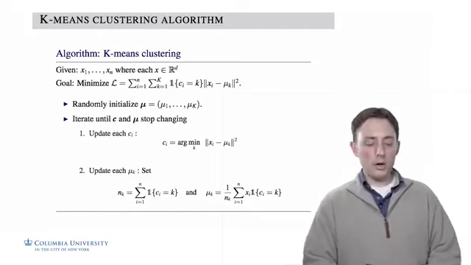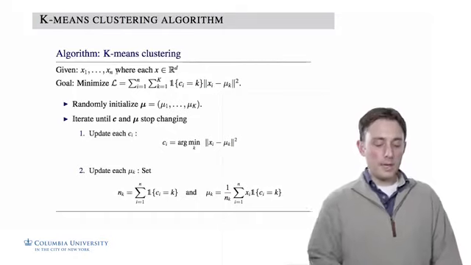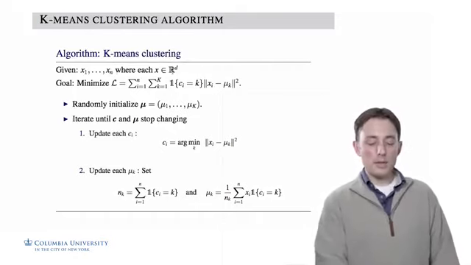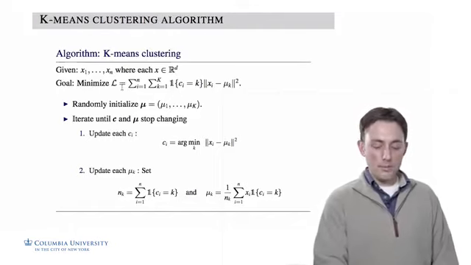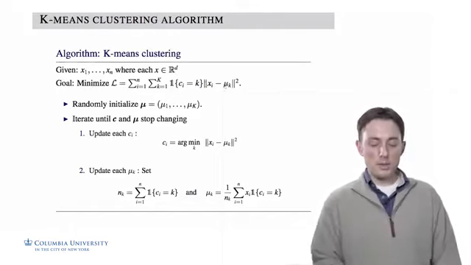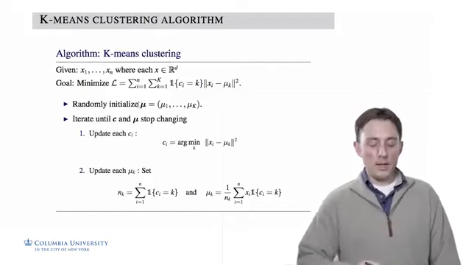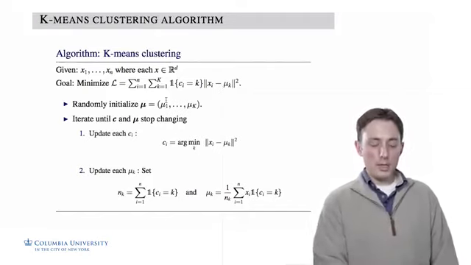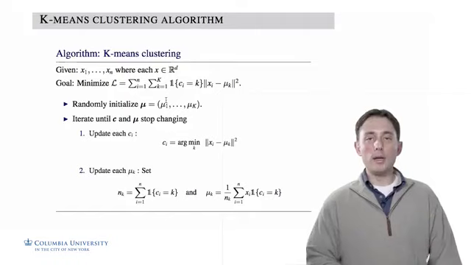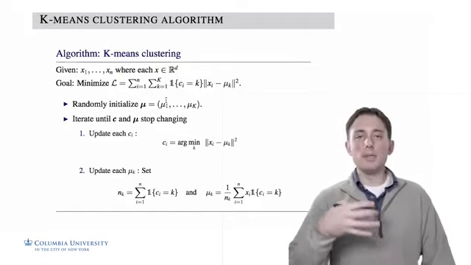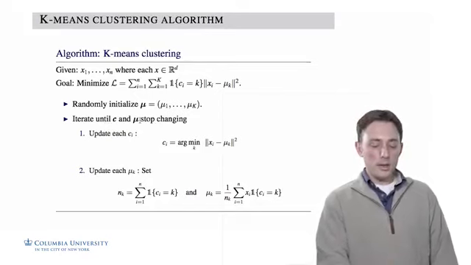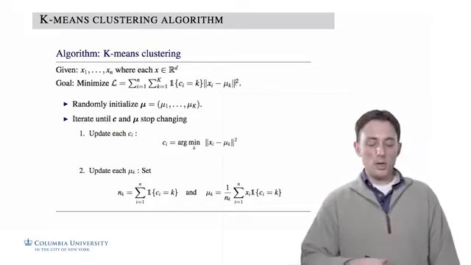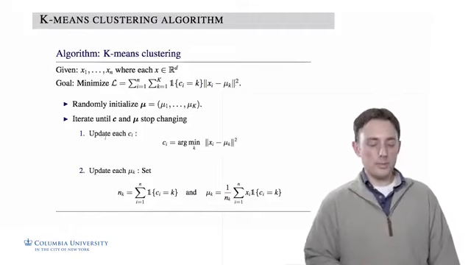So here's the algorithm all on one slide. We're given data points x1 through xn. Each point is in R^d. Our goal is to minimize this objective function. This is the k-means objective function. And so what we do is we're first going to randomly initialize our centroids in some way. And then we're going to iterate, updating c and mu until this objective function stops changing.